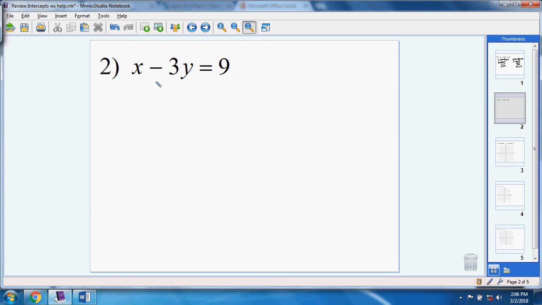Same strategy. We're going to separate it. We're going to do a few problems together again. So each one, again, you're going to write like this. X-intercept, y equals 0. Then you will say y-intercept.